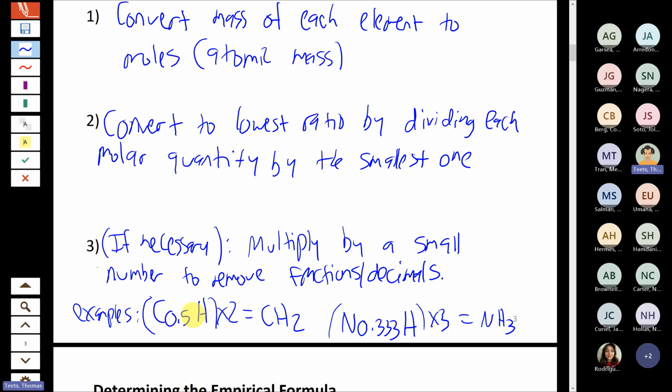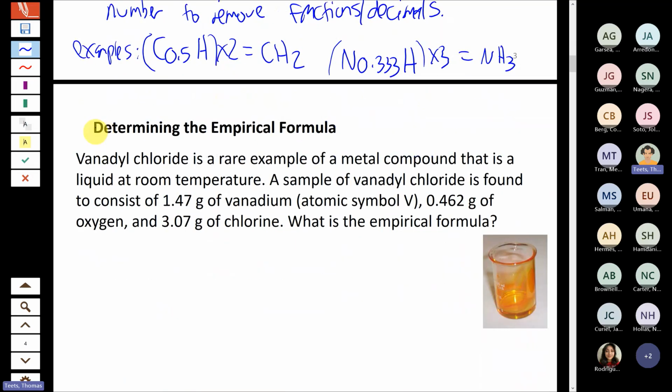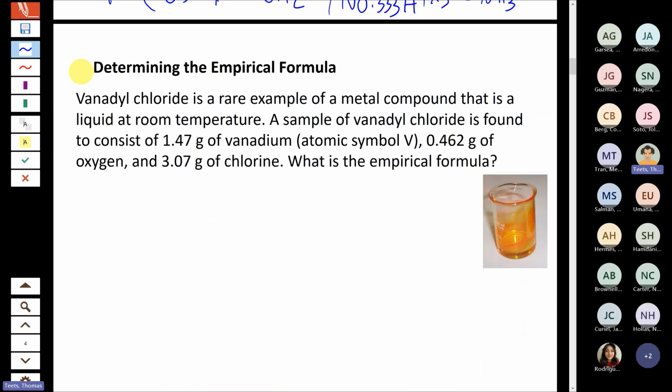All right, so let's do the first example. So this one here is just in terms of raw masses. We have a compound called vanadyl chloride. It's an interesting compound because it's a metal compound that exists as a liquid. Most metal compounds are solids. So you take a sample of this and determine that it has 1.47 grams of vanadium, 0.462 grams of oxygen, and 3.07 grams of chlorine. What is the empirical formula?